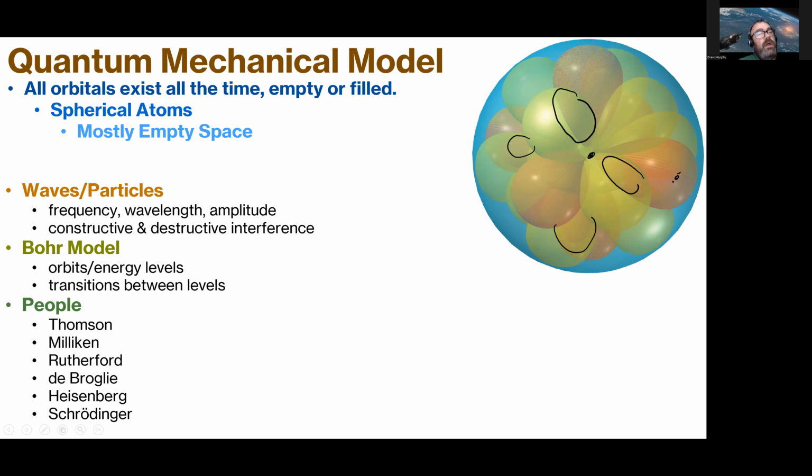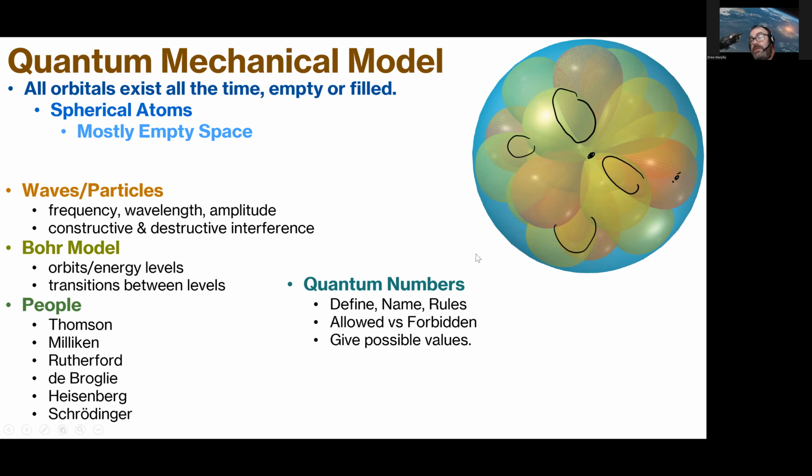We got to know these people along with Bohr. He could be on this list too. We just need to know what their big experiment was, what their big idea was. Thomson was the cathode ray tube and mass to charge ratio of an electron. Millikan was the oil drop experiment that gave us the charge of an electron, and we can calculate the mass of an electron. Rutherford was the gold foil experiment, which gave us the nucleus. De Broglie was the mass wavelength dude, and the whole number of wavelengths to go in a circle. Heisenberg with his uncertainty principle and Schrodinger's equation and all that.